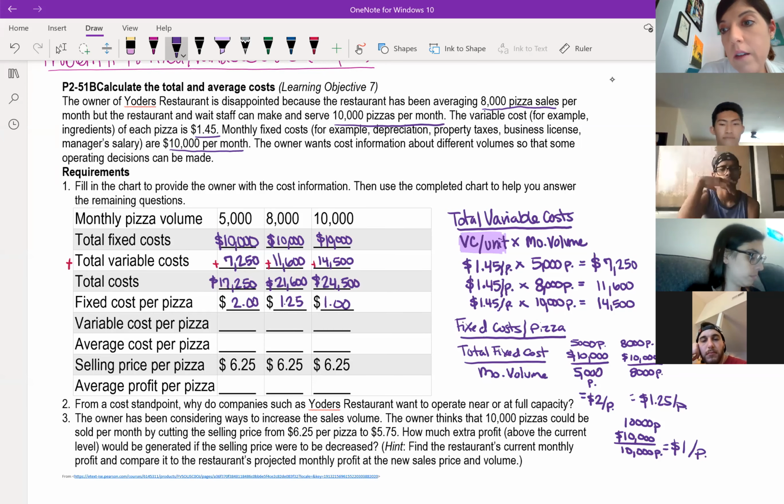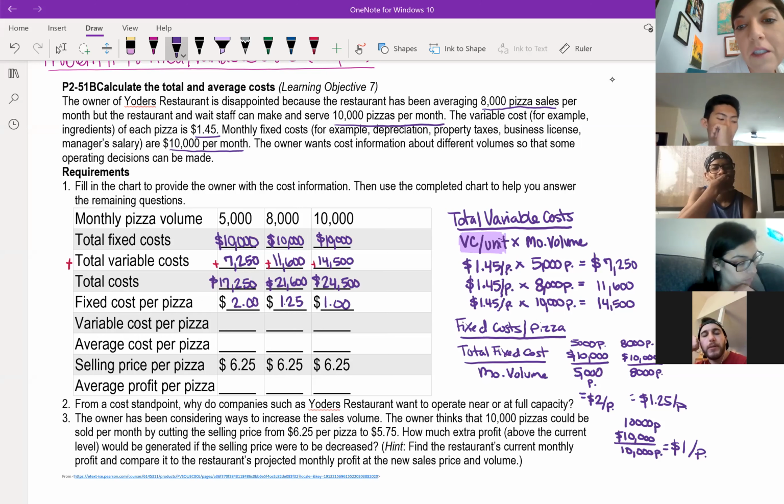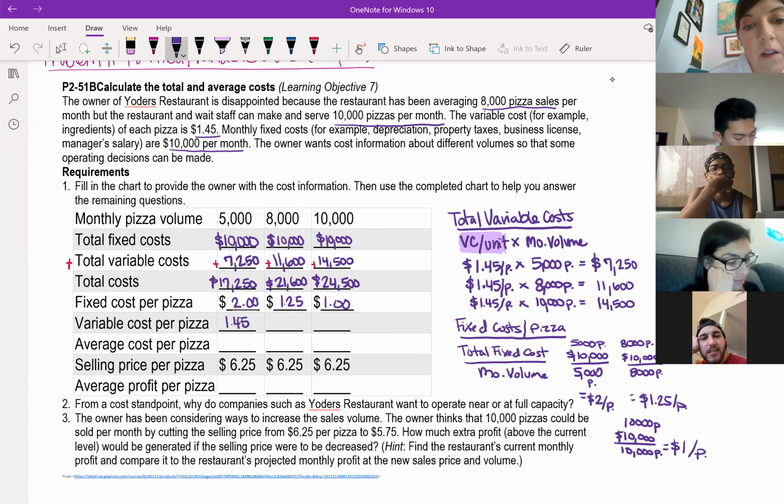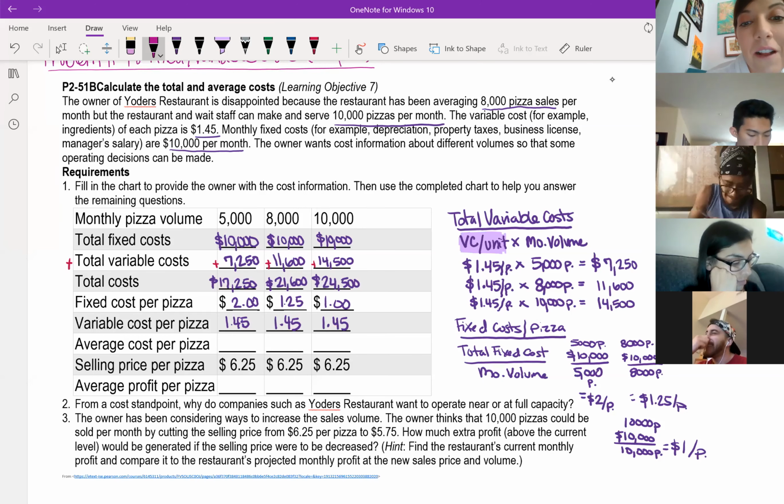For variable costs per unit, or per pizza, do we need to calculate anything? Not for sure. No. Remember, it's constant. Didn't we already do that? So it's $1.45 per pizza. That's given to you. Oh, yeah. Okay, so what I'm going to write over here, I'll write what's given next to what's given.